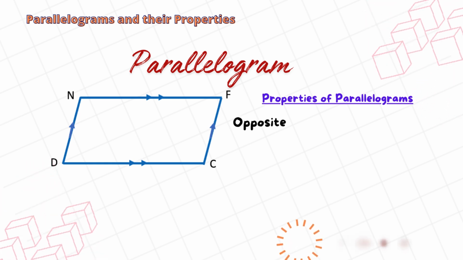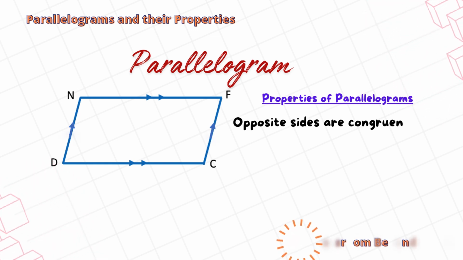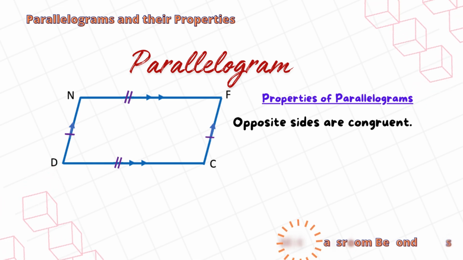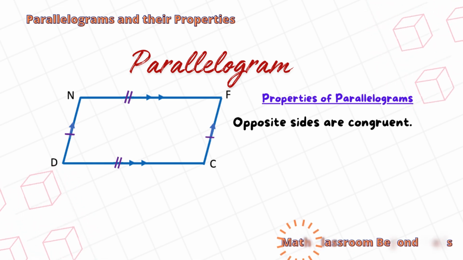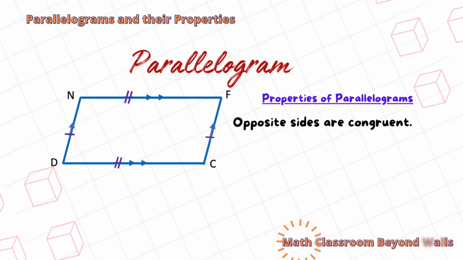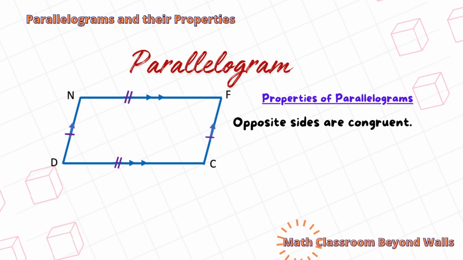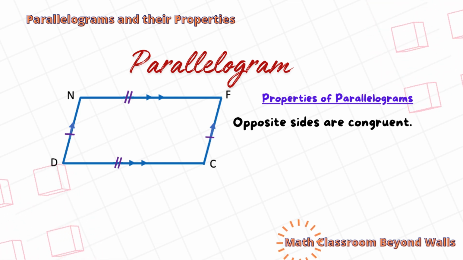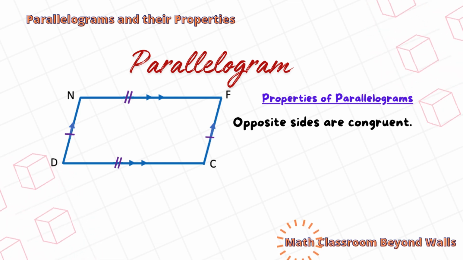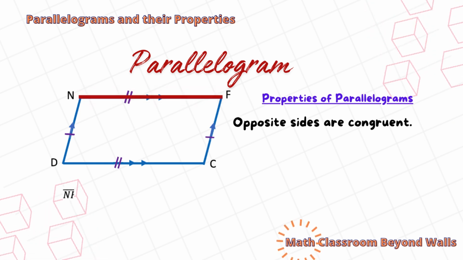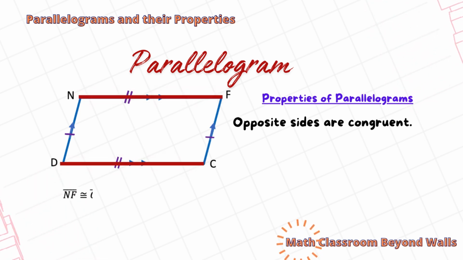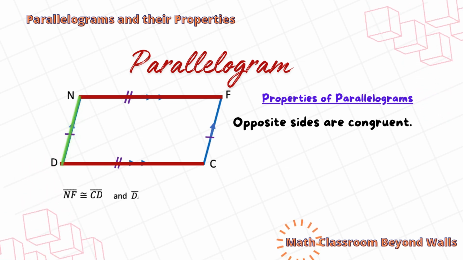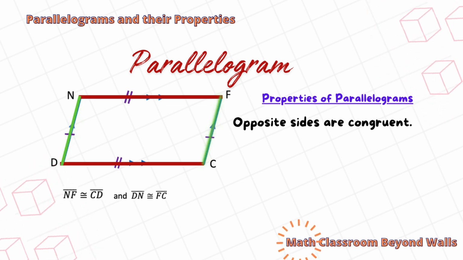Second, its opposite sides are congruent. The tick mark on the segment illustrates this property. The same number of tick marks indicates the sides that are congruent. For the given parallelogram, we can write these statements. Side NF is congruent to side CD, and side DN is congruent to side FC.